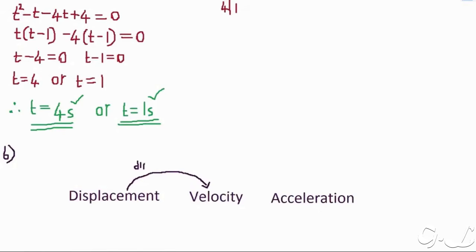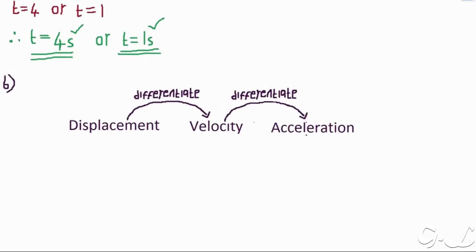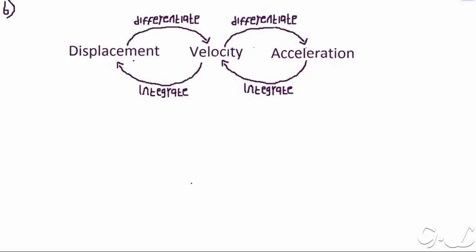positive acceleration at that point. Positive acceleration. So when we are taking the equation from displacement, or you can say distance, to velocity, we have to differentiate. Again, from velocity to acceleration, we differentiate. Acceleration to velocity, we have to integrate. Again, velocity to displacement, we have to integrate. It's like that.